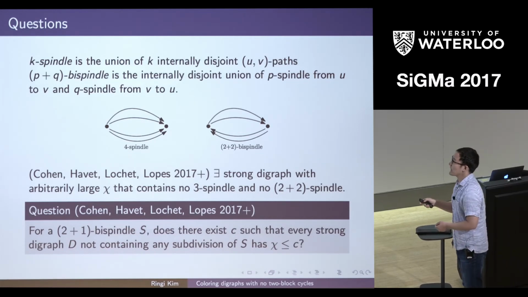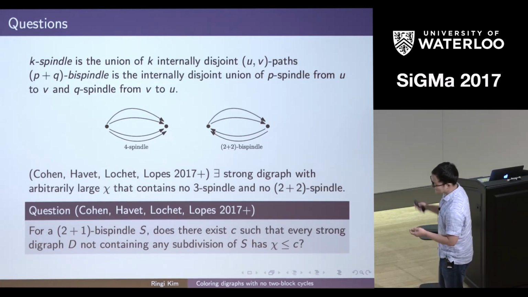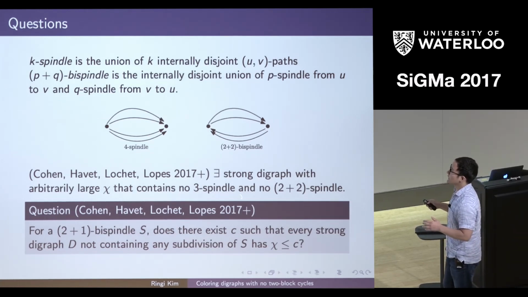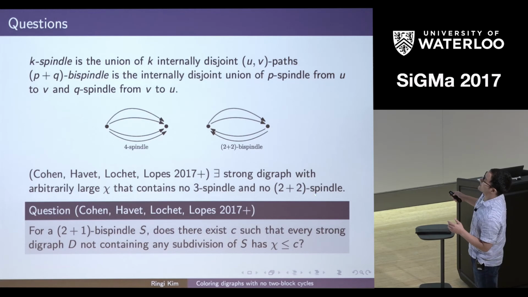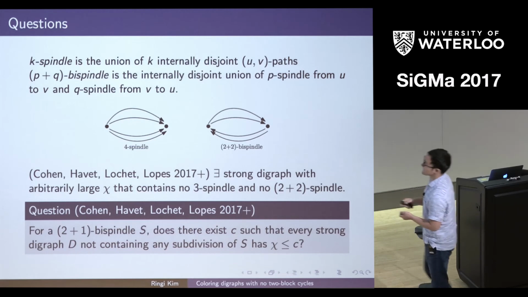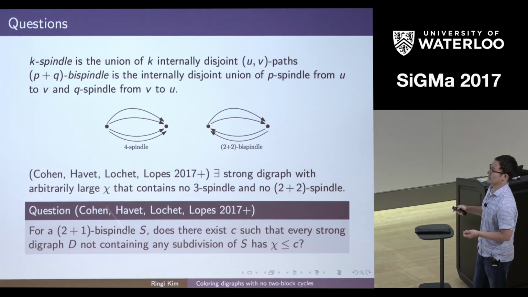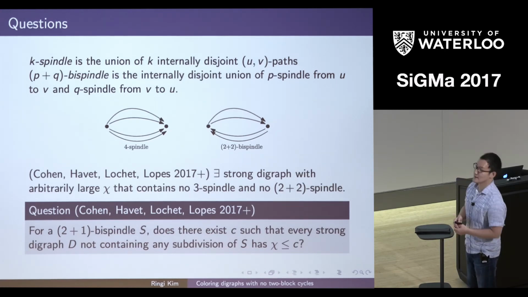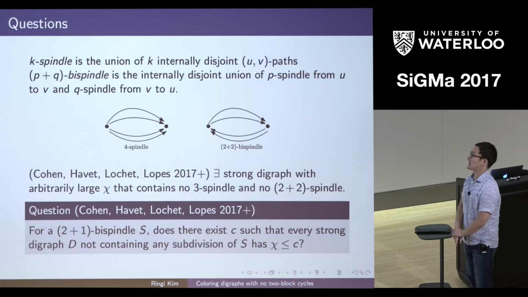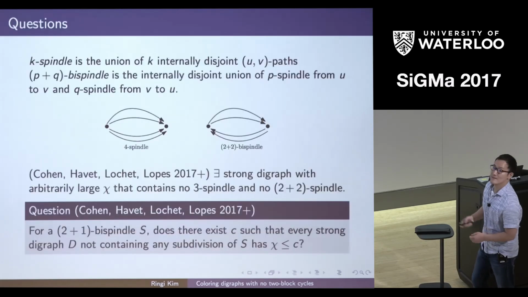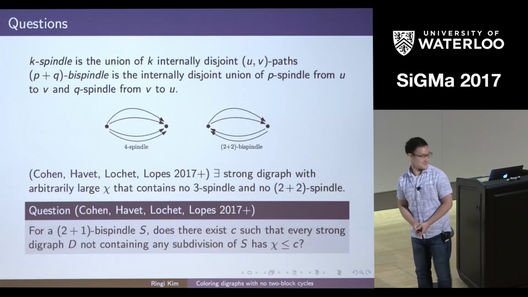And also in this paper, they show that there exists a strong digraph with large chromatic number but not containing a 3-spindle, a 2 plus 1, or a 2 plus 2 bispindle. And so the only remaining object is the 2 plus 1 bispindle, and they raised this question: does there exist C such that every strong digraph D not containing any subdivision of S has chromatic number bounded by C? Okay, that's it. Thank you.